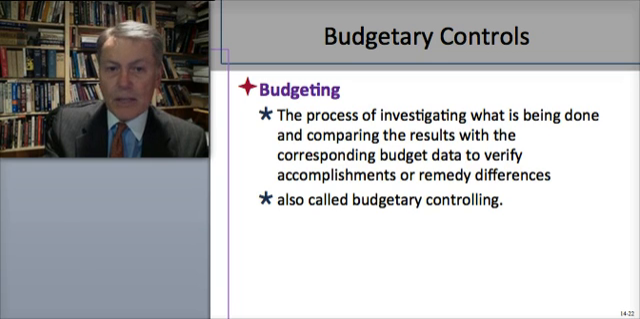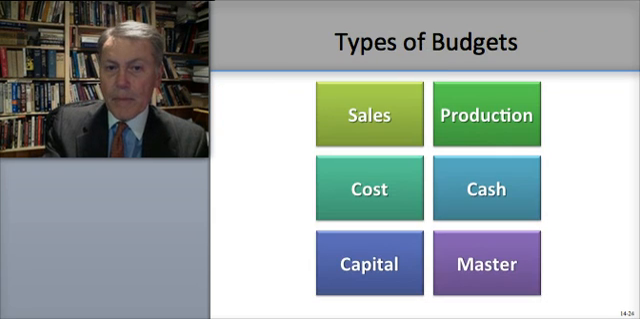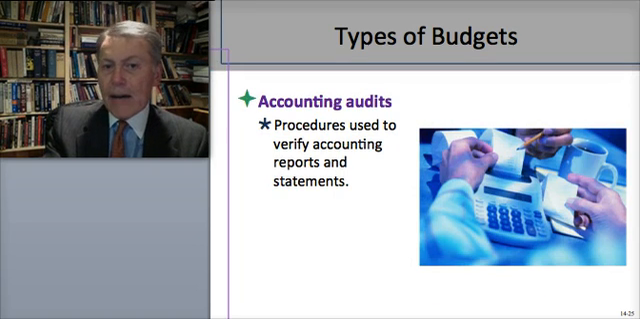Budgetary controls. Budgeting is the process of investigating what is being done and comparing the results with the corresponding budget data to verify accomplishments or remedy the differences, also called budgetary controlling. Sales expense budget is one of them, seen in Exhibit 14.3. There are types of budgets: sales, production, cost, cash, capital, and master budgets. Accounting audits are procedures used to verify accounting reports and statements.